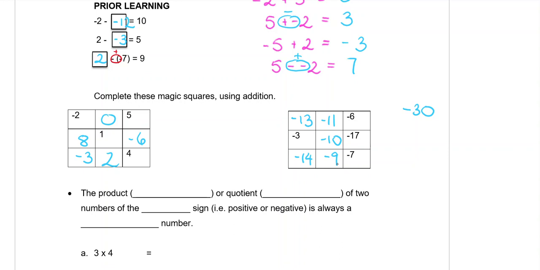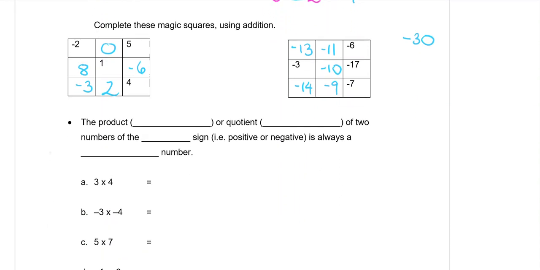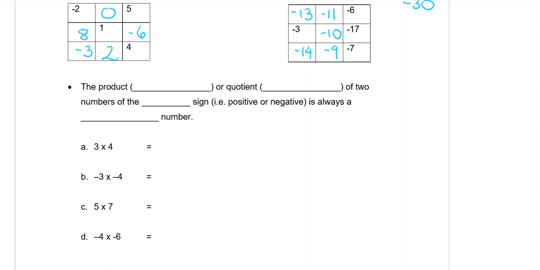Okay. So our new stuff for today starts down here. The product, and the word product means to multiply. So put a multiplication sign in there. Or quotient, and the word quotient means to divide. The product or quotient of two numbers of the same sign, i.e. they're both positive or they're both negative, is always a positive number.